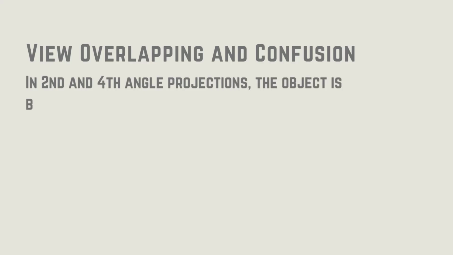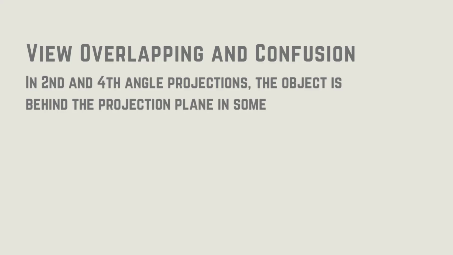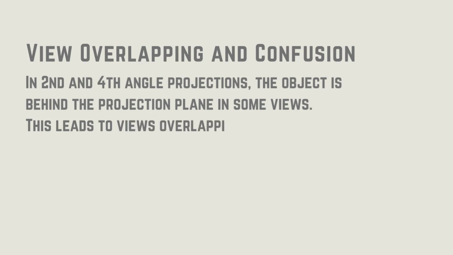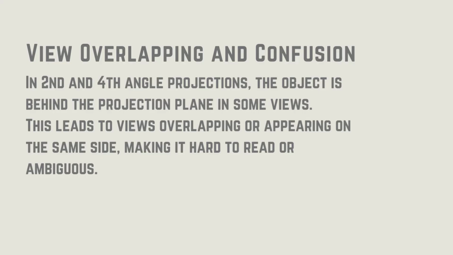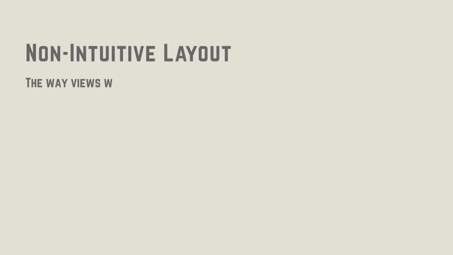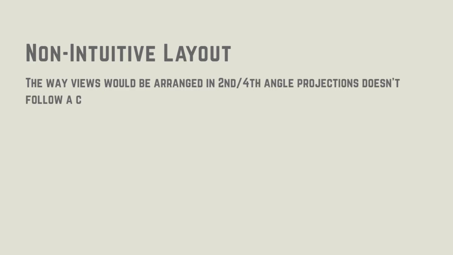In second and fourth angle projection, the object is behind the projection plane. This leads to the views overlapping or appearing on the same side, making them hard to read. Then we have a non-intuitive layout. The way views would be arranged in second and fourth angle projection doesn't follow a clear, consistent pattern.